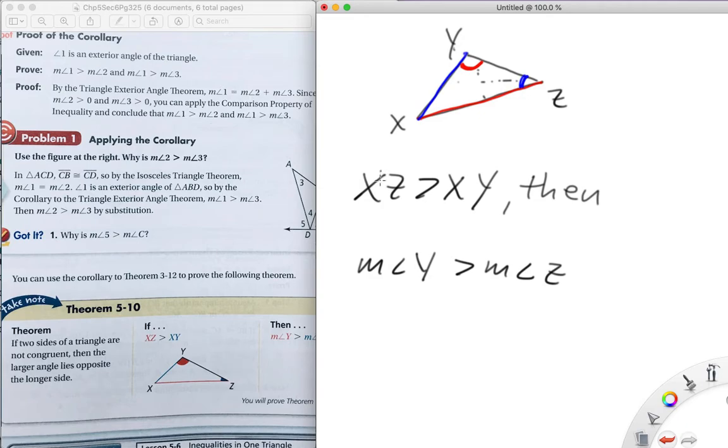The larger the side, the bigger the angle. The smaller the side, the smaller the angle. The smallest side, the smallest angle. The largest side, the largest angle. The medium side, the medium angle. Always.